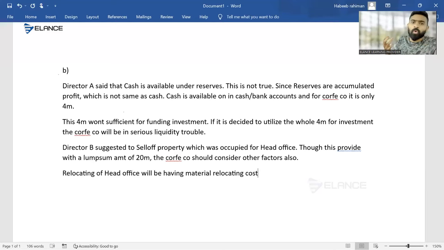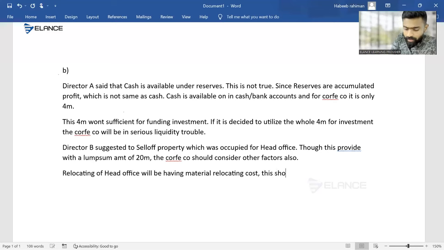Definitely that will have some cost. Out of this 20 million that we raised through the sale of the building, how much is required for relocation cost? How much money are we going to lose relocating? Whether it is 5 million, 1 million, or 2 million, we don't know. Before making the decision to sell the property, we need to consider what the material relocating cost will be.